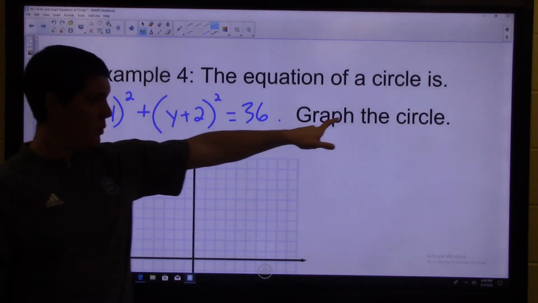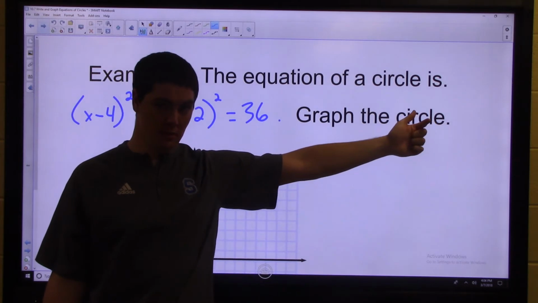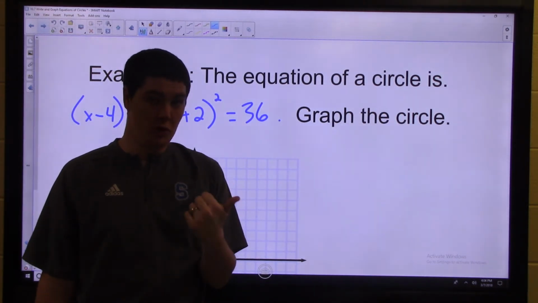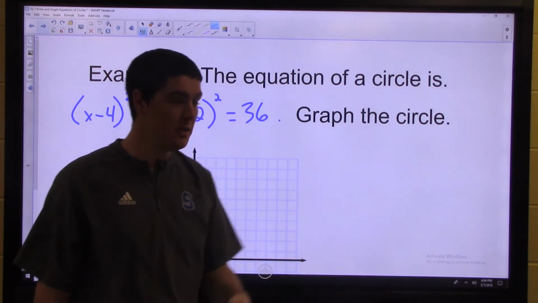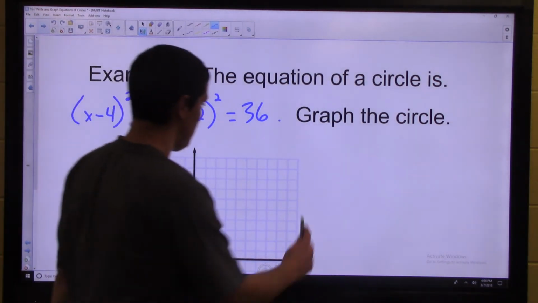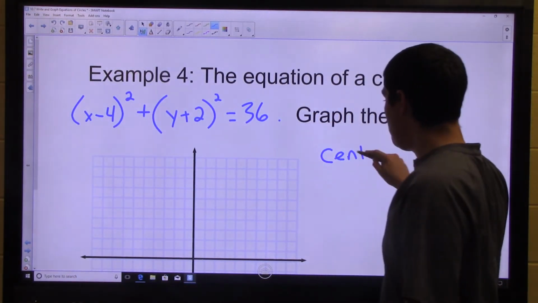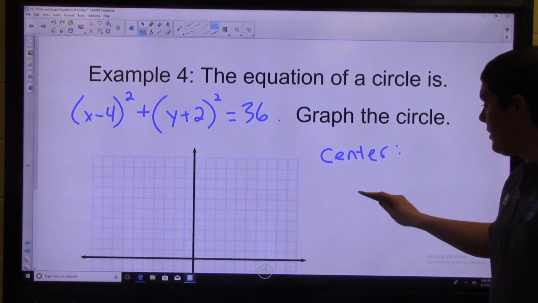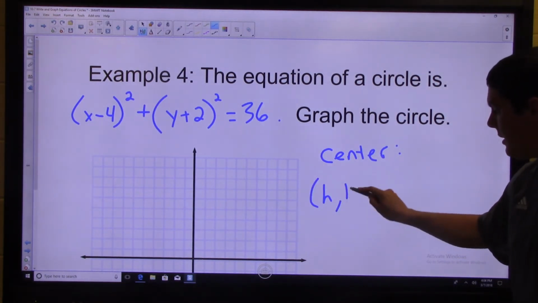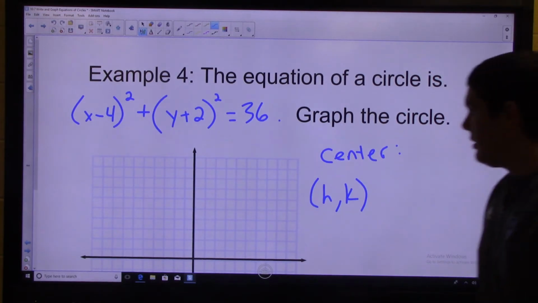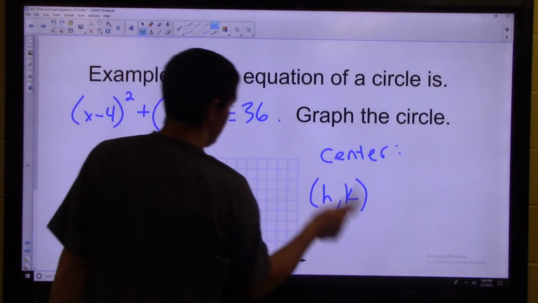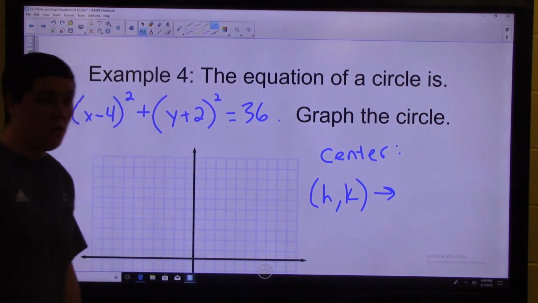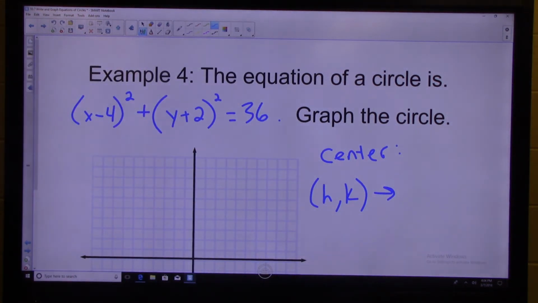So first of all, before we graph it, we need to know important information. Let's try to figure out the 2 things we need to know are the center and the radius. Okay, center and radius. So to find the center, we're working backwards here. Now remember, the center is always h comma k. Now we need to actually figure out what those numbers are. We're going to plug those numbers in a second.